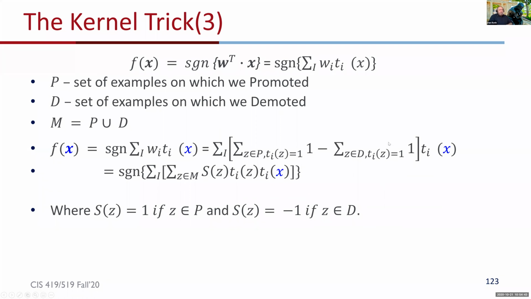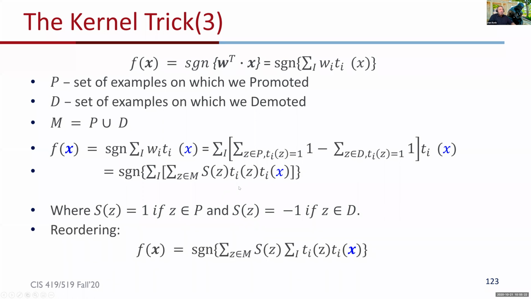And therefore, this sum here can just be written as Ti of Z times S of Z. So remember that I'm computing this dot product. So when this guy is 0, it contributes nothing to the dot product. It's not even written here. And when this one is 1, it contributes either 1 or -1 because of the S. That's it. So that's what I have so far. So basically, I've written this f of x in this way, as a sum over all the examples on which I made mistakes of Ti of Z, Ti of X. X is the example I care about.